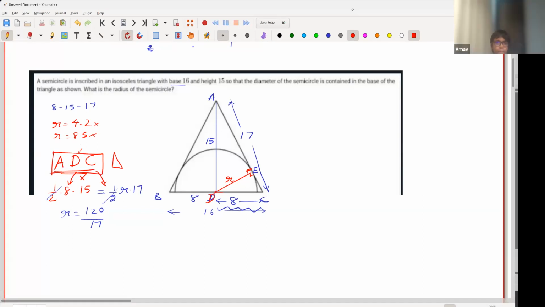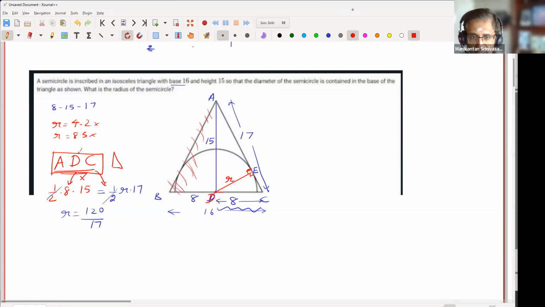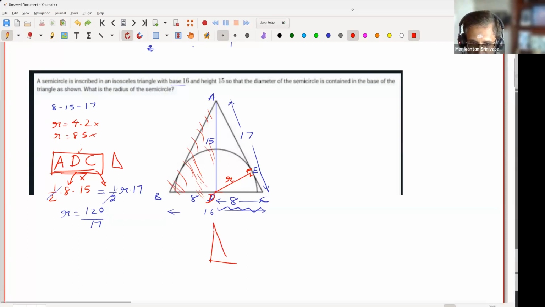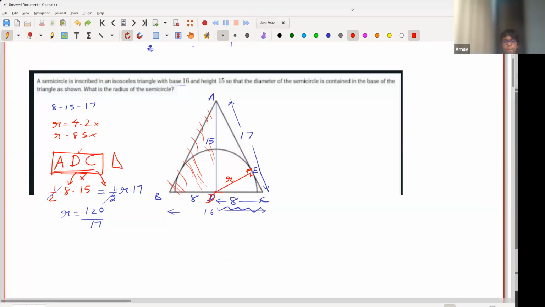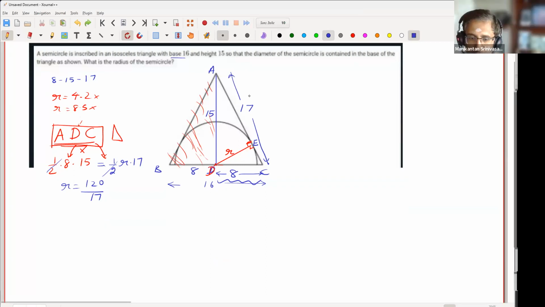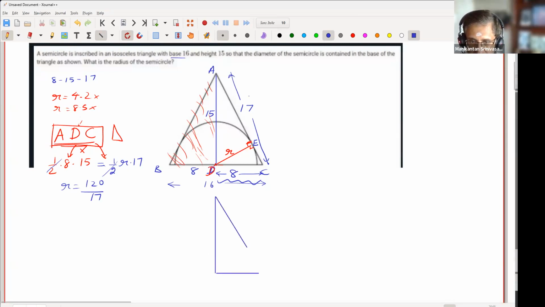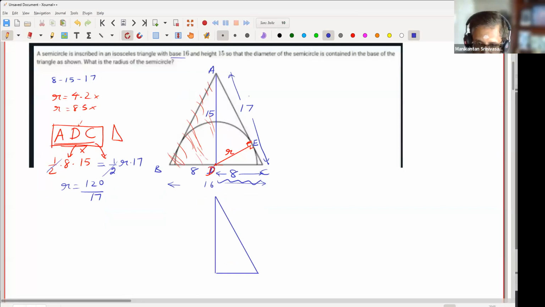Two different ways of looking at the area of this triangle, right? So forget the left side completely. Just forget this left side. Just focus on the triangle ADC. Okay, so it's something like this, right? Let me just draw it in another color. Just this portion alone. So I'm focused on this, and this. So this is my 8. This is my 15. And therefore the area is half into 8 into 15.